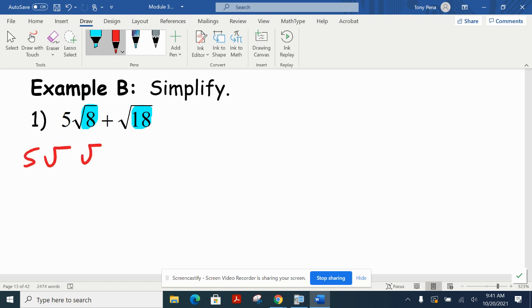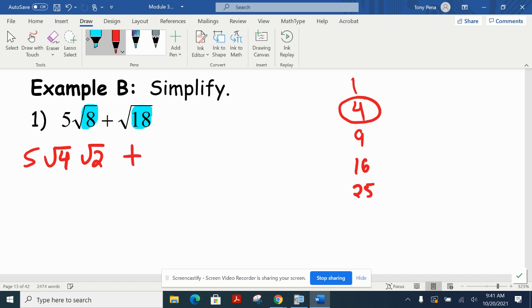So I am going to look at 8. Think about what your perfect squares are. Again, our perfect squares are 1, 4, 9, 16, 25, that list of numbers that we had the very first day of all of this. For 8, do we all agree that 4 is a perfect square that would go evenly into 8? Yeah, so we're going to use 4, and then 4 times 2 would give us the 8.